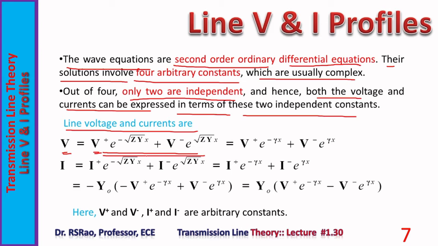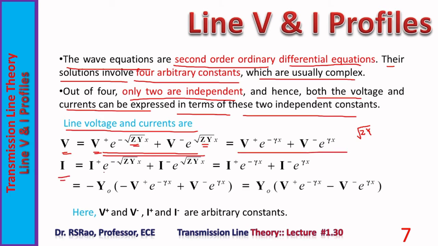Now here one aspect is to be mentioned. Already told, Z means R plus jωL, Y means G plus jωC. In the solution, we come across the product ZY under square root. Here we are going to see this product under square root is equal to gamma, that is propagation constant. Propagation constant is an important parameter capable of giving the transmission line properties of a line. So by replacing root ZY by gamma, we have this equation.